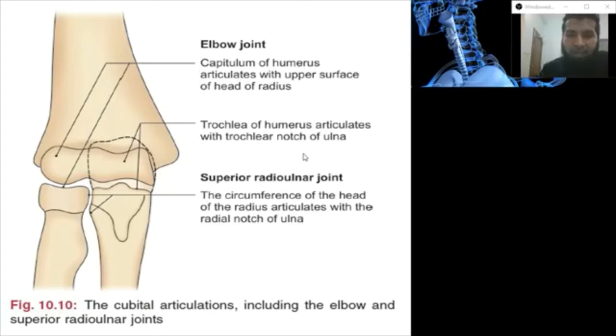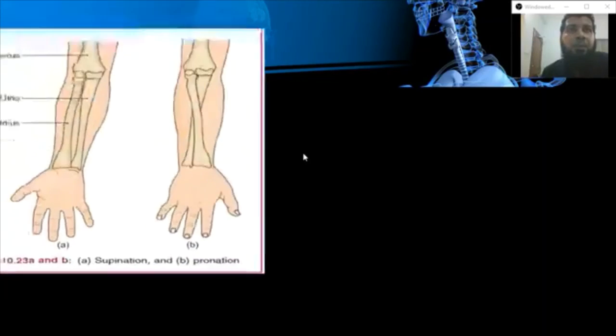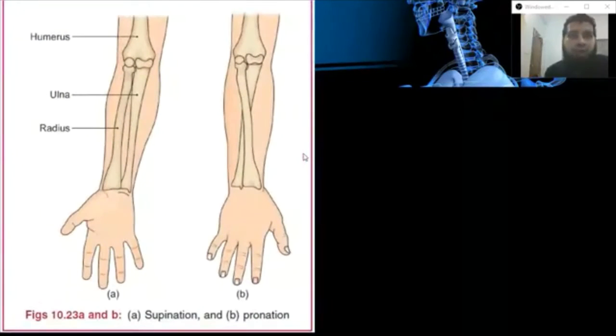Then you will be asked which muscle is the chief flexor of the elbow joint. It is the brachialis. And which one is the extensor of the elbow joint? It is the triceps. So, supination and pronation is the movement of the superior and inferior radioulnar joints. So see the figure, superior and inferior radioulnar joint.